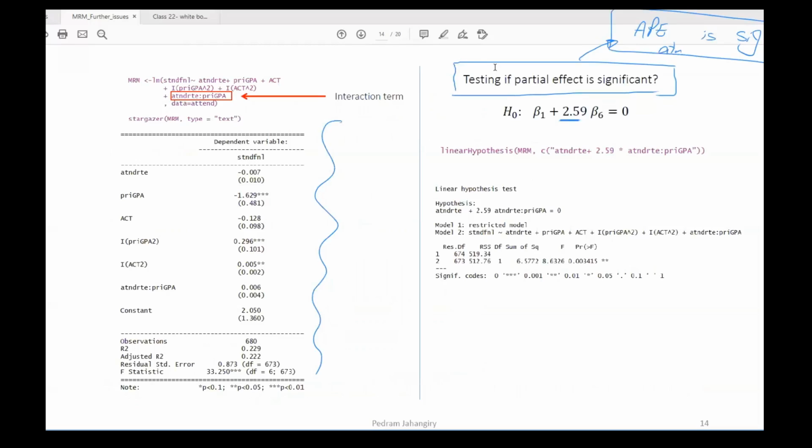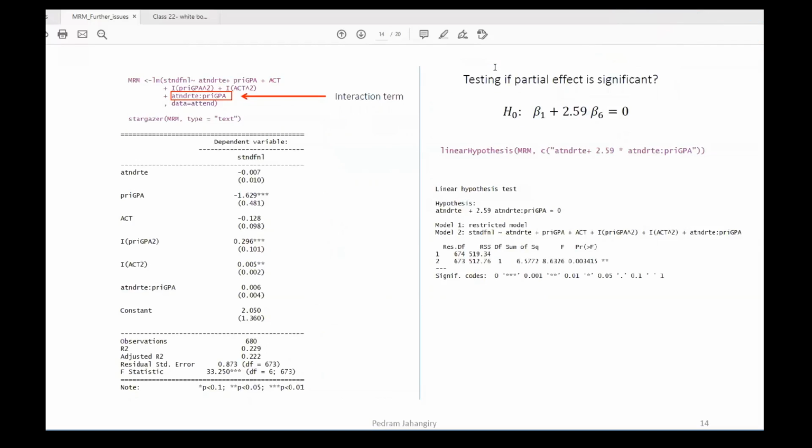So if you want to do something like that, what is my null hypothesis? What was my average partial effect? Beta 1 plus average GPA multiplied by beta 6, right? So this is a very interesting hypothesis: whether the average partial effect of attendance rate on the score is significant or not. If you want to test something like that, then we can use our friend, the linear hypothesis function. Okay, it's easy peasy, right?